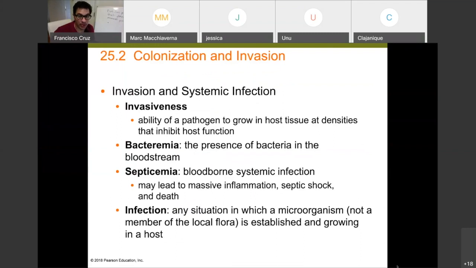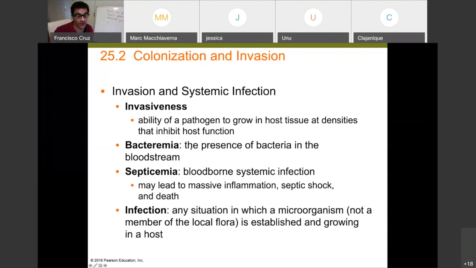So invasiveness, ability of pathogen to grow in host tissues at densities that inhibit host function. So that's a distinction between going into the tissue, being at a density that doesn't disrupt host function, and one that does. I'll talk more later about the difference. So that's not necessarily invasiveness just because you've gotten in there. You have to grow to a density that really makes things a problem.